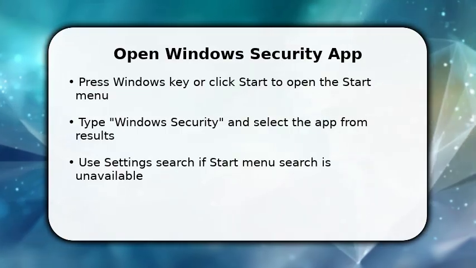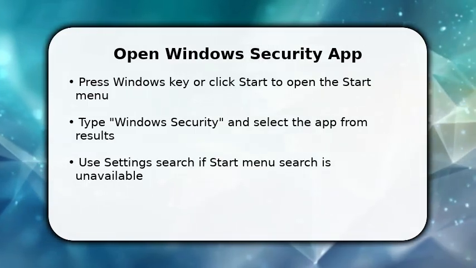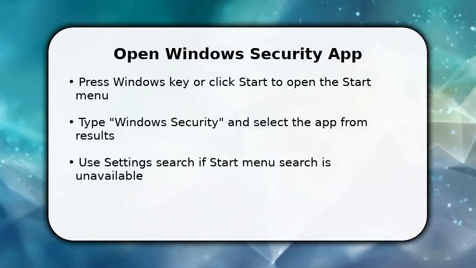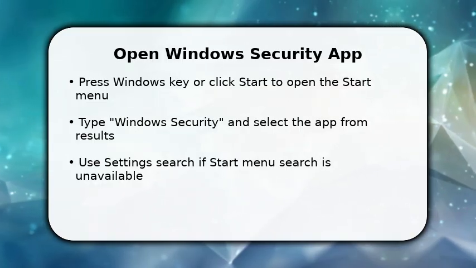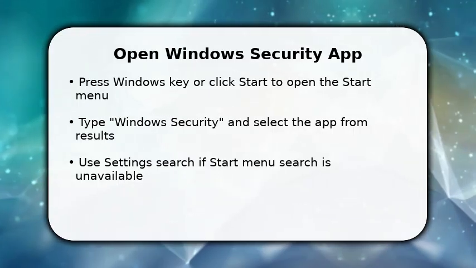You begin by opening the Windows Security app, because that is the modern interface for Windows Defender features. Press the Windows key and type Windows Security, then hit Enter. This immediately brings up the app. If search is slow or disabled, open Settings and use the search bar there to locate Windows Security.